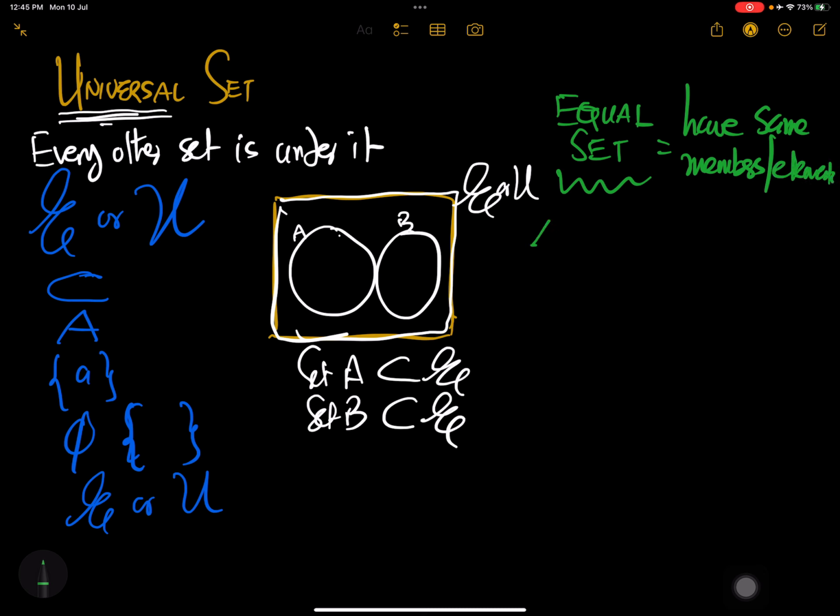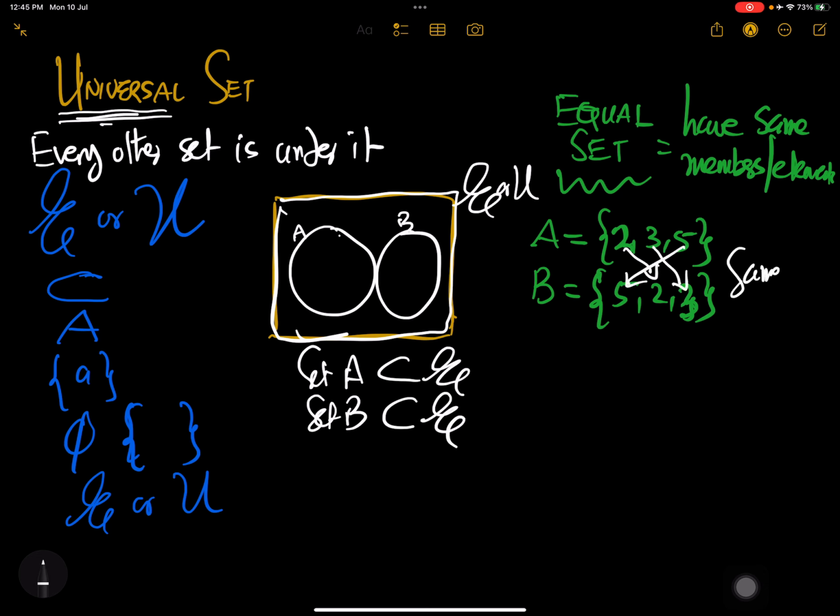So if you have set A, and this set A is, let's say, 2, 3, and 5, then set B. If we have 2, 3, and 5, and set B is also, let's say, 5, 2, and 3, we can see that they are the same. They are the same members. You can see that here. This 2 is here, that 3 is here, and this 5 is there. They have the same members. So because of that, they are equal. You can be able to see that.